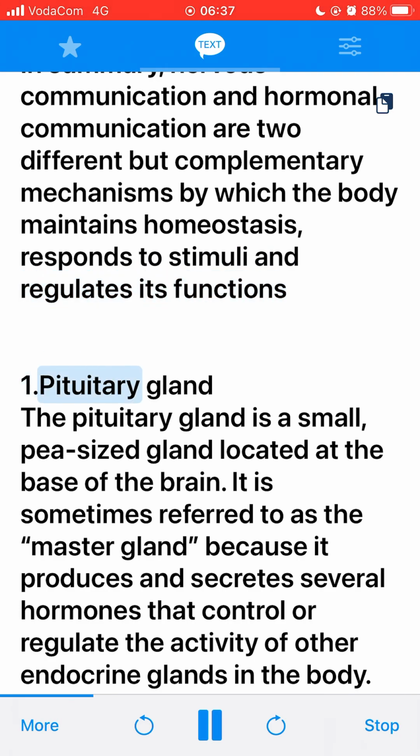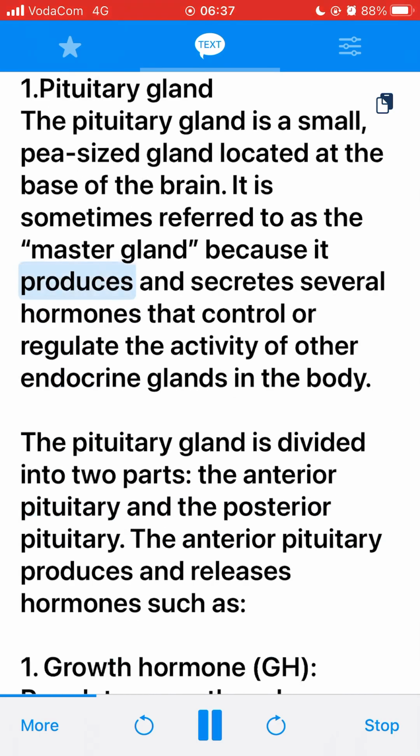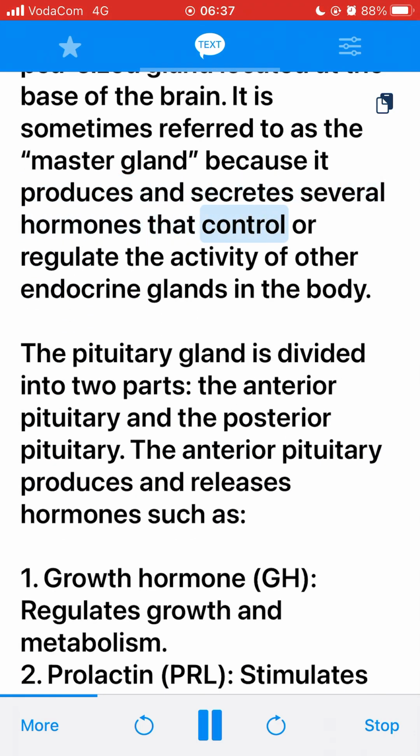1. Pituitary gland. The pituitary gland is a small, pea-sized gland located at the base of the brain. It is sometimes referred to as the master gland because it produces and secretes several hormones that control or regulate the activity of other endocrine glands in the body. The pituitary gland is divided into two parts, the anterior pituitary and the posterior pituitary.